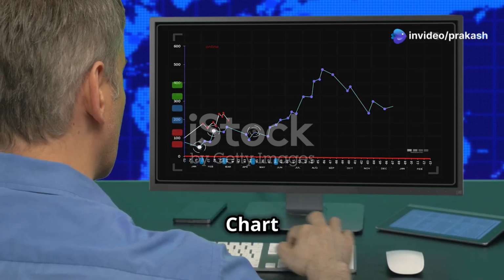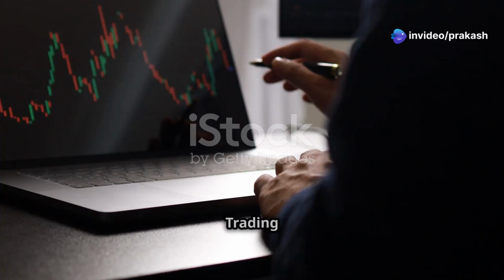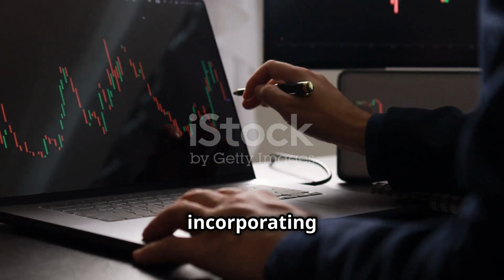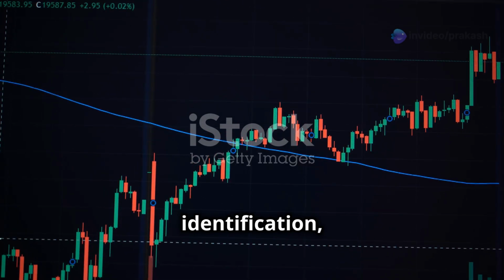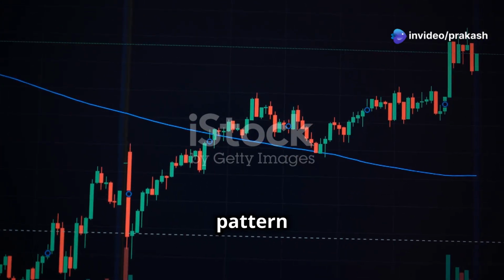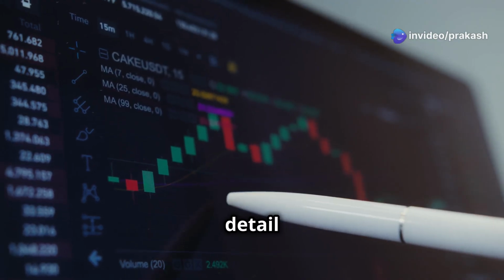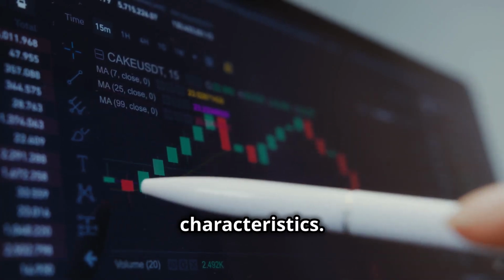Section 4. Chart patterns in action, from identification to execution. Trading with chart patterns is not about blindly following signals but rather about incorporating them into a well-defined trading plan. The first step is identification, recognizing the pattern as it forms on the chart. This requires a keen eye for detail and a solid understanding of different chart patterns and their characteristics.